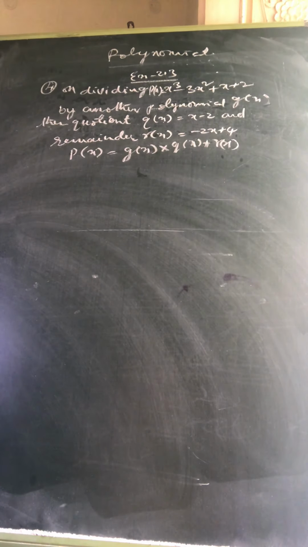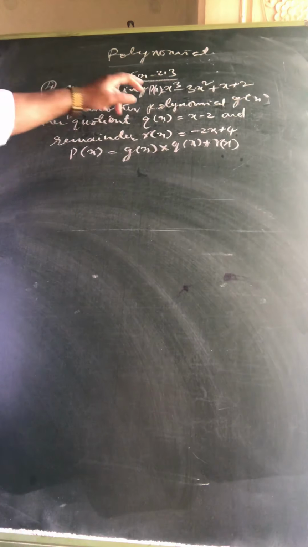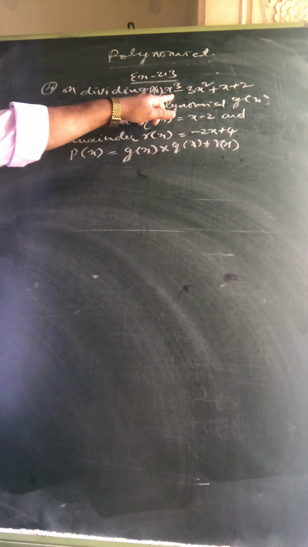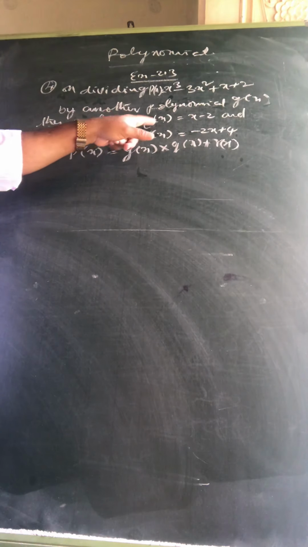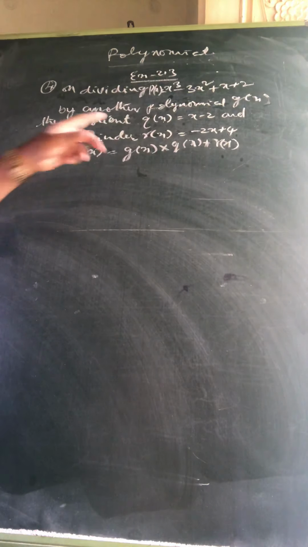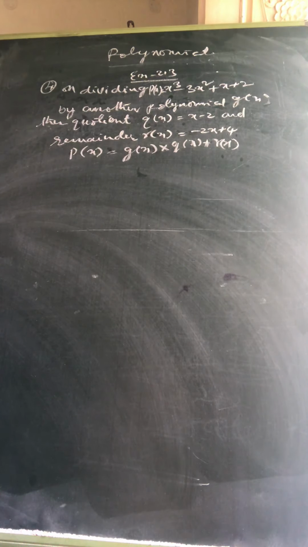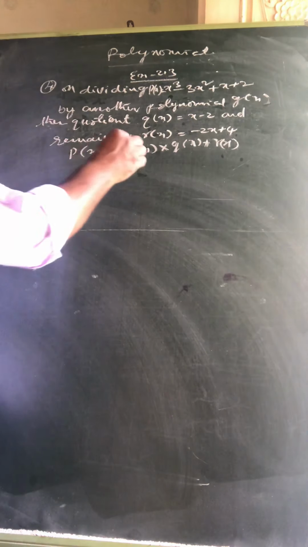That means we are dividing a polynomial P of x, x cube minus 3x square plus x plus 2, by another polynomial G of x, then the quotient Q of x is equal to x minus 2 and the remainder R of x is equal to minus 2x plus 4. We are asked to find out the G of x here. So we have to substitute all the values in the division algorithm. P of x is equal to G of x into Q of x plus R of x. Here we want to find out the G of x.